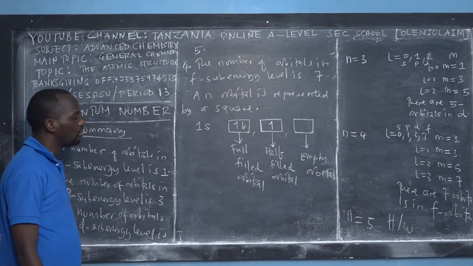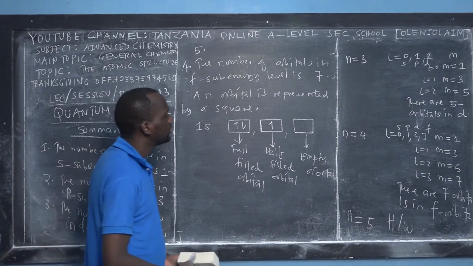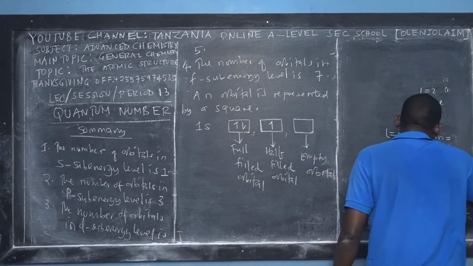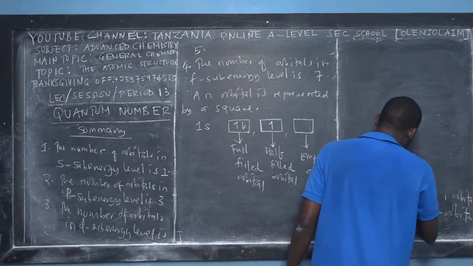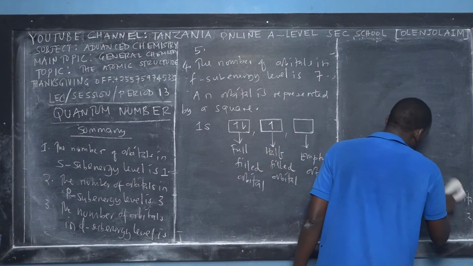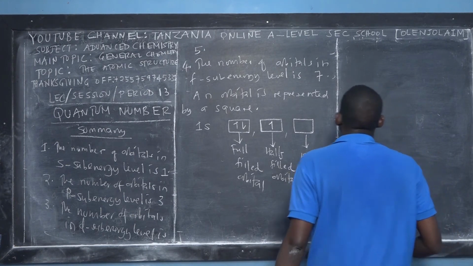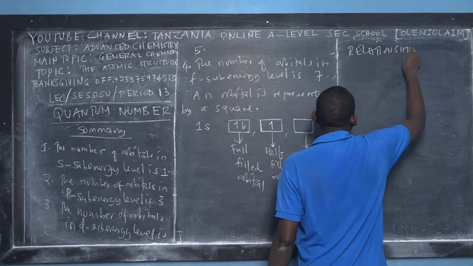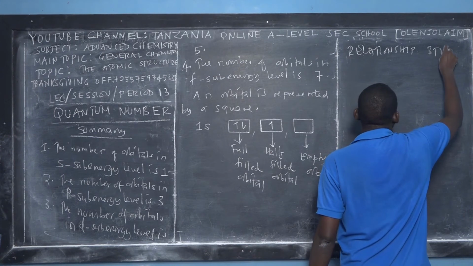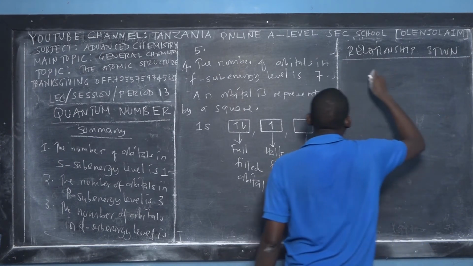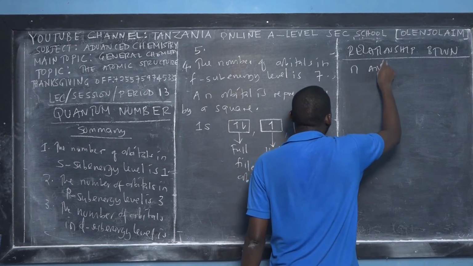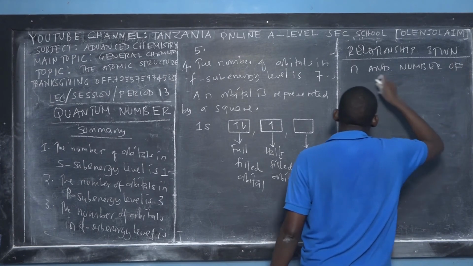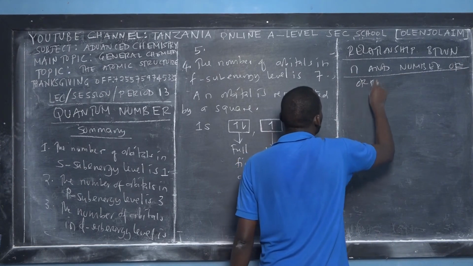Okay, so if that is all, now we can try to think again, according to the principal quantum number of a particular shell of an atom, how many orbitals we might have. So we say the relationship between principal quantum number n and the number of orbitals.